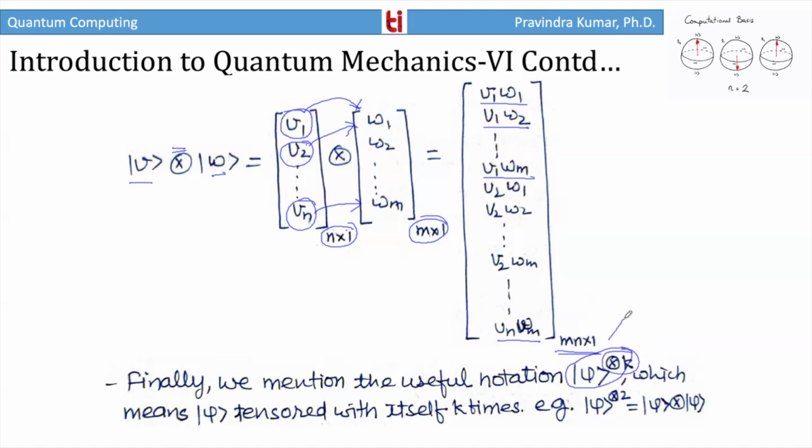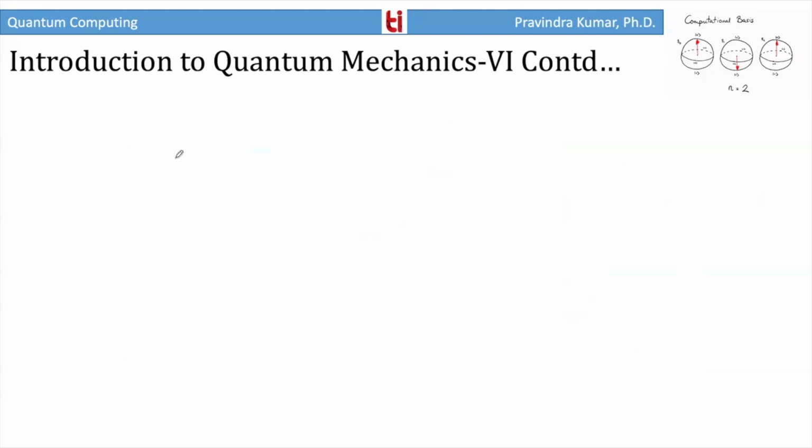The meaning of this is that psi is tensored with itself k times. For example, psi power tensor 2 means psi is tensored with itself. And psi power tensor 3 means psi is tensored with itself 3 times: 1, 2, and 3. The tensor product is useful in quantum computing.